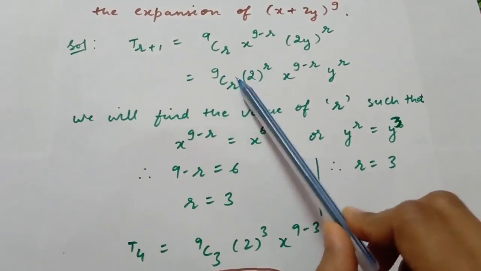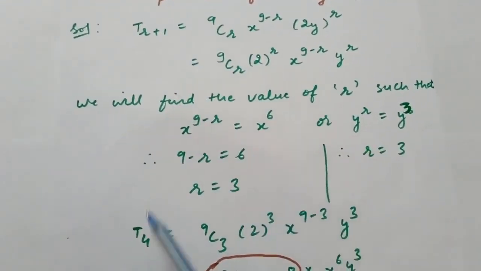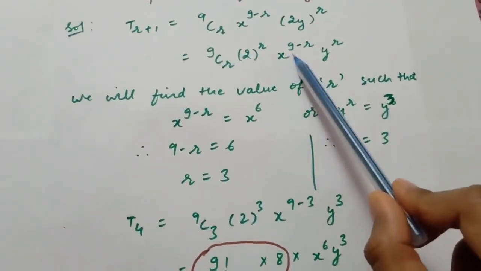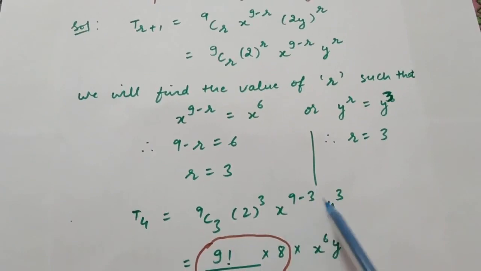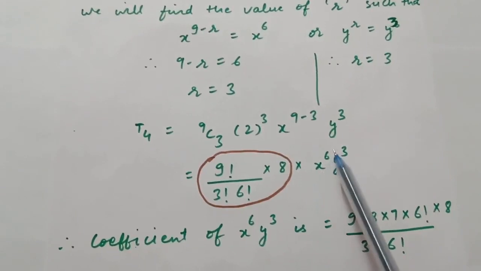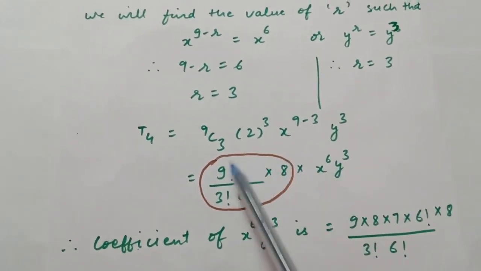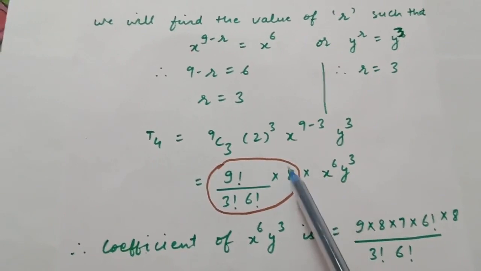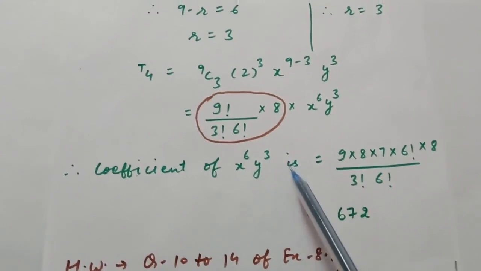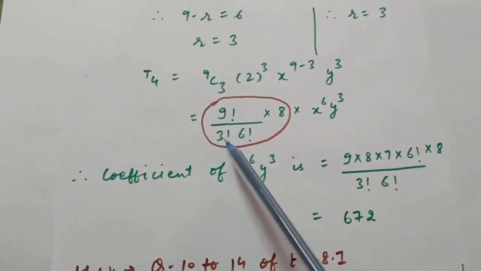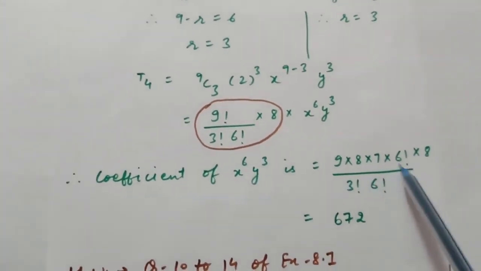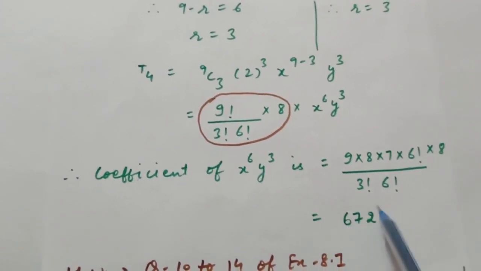Now put this value in the general term. So you will get T4 equal to 9C3 2 cube x raised to the power 9 minus 3, which is 6, and y cube, right? So the coefficient of x raised to the power 6 y cube will be the constant term with this. So this is now the coefficient of x raised to the power 6 y cube, which is 9 factorial upon 3 factorial into 6 factorial into 8. So when you will solve this, you will get the answer as 672.